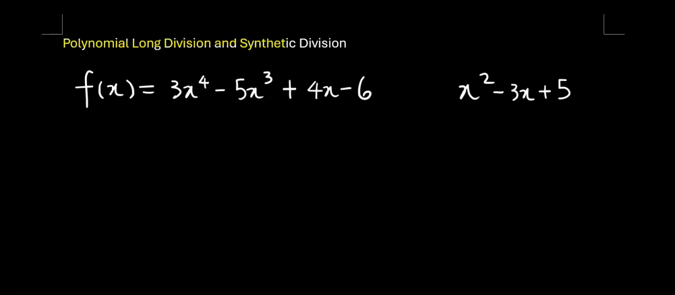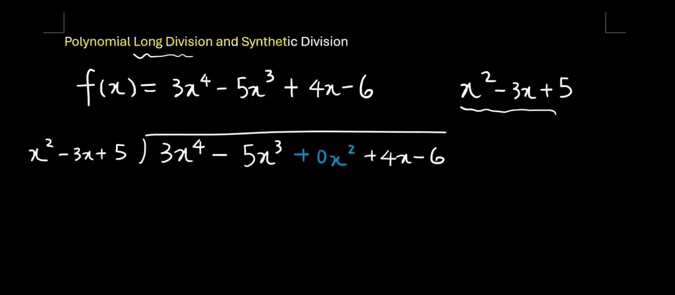Alright, we're going to use this polynomial function: 3x to the 4th power minus 5x to the 3rd power plus 4x minus 6, divided by x squared minus 3x plus 5. We're going to try long division. Alright, we're going to look at this one more time.